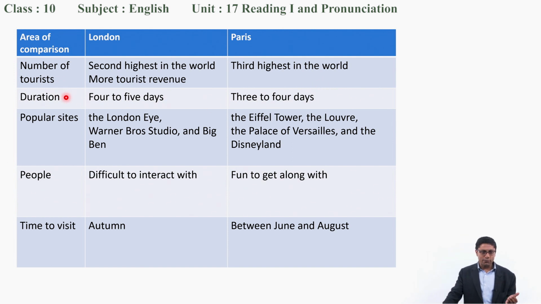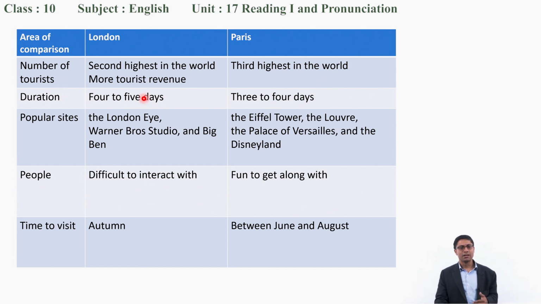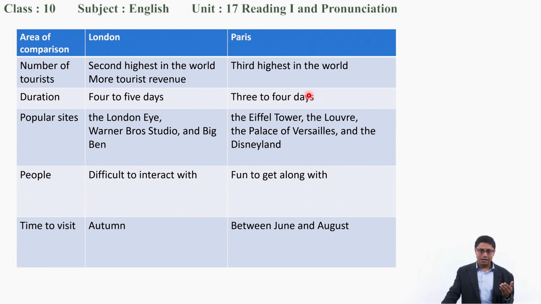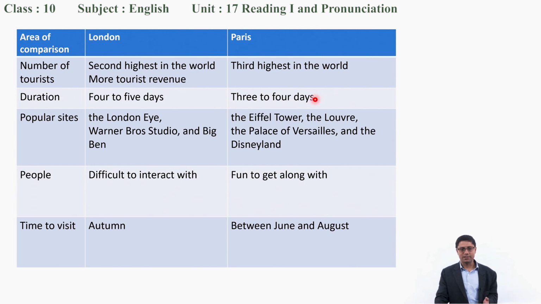Similarly, if we look at the duration required to skim around the cities, to visit the cities quickly, we need 4 to 5 days to visit London and 3 to 4 days to visit Paris. This also shows that Paris is cheaper to visit because it requires fewer days.